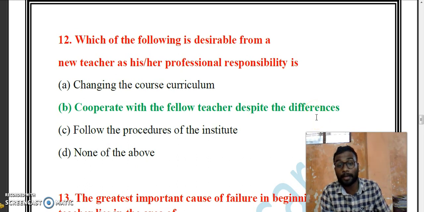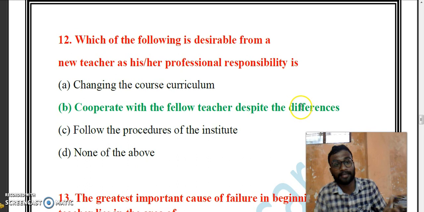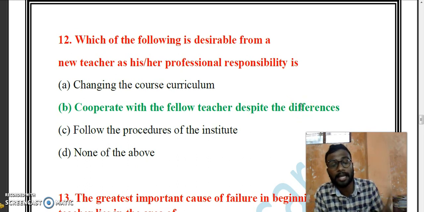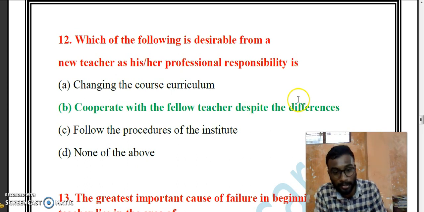He or she should cooperate with the fellow teachers despite the differences, so that he or she can acquire the knowledge of the institution, the process of execution. Right? I hope you understood.